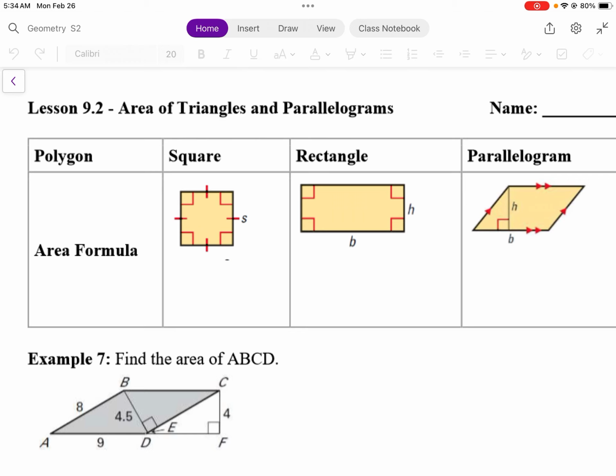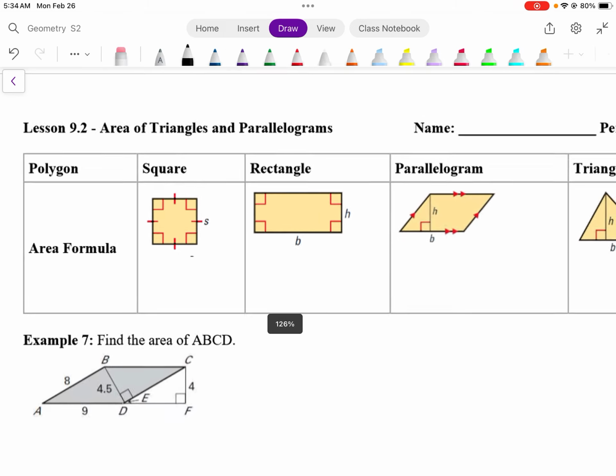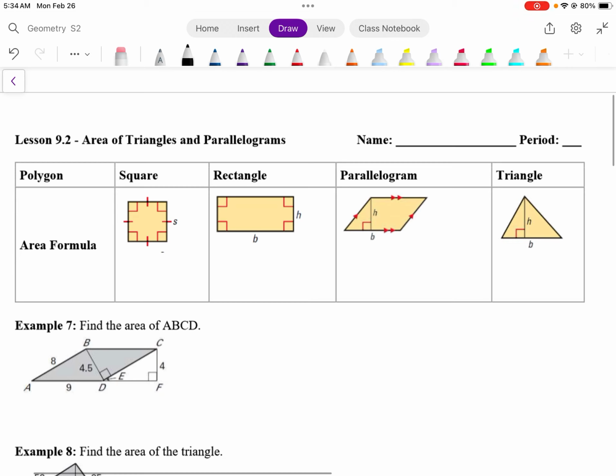9.2 is about area of triangles and parallelograms. So the first thing we're going to go through is the area formula for squares, rectangles, parallelograms, and triangles. Remember, all of these formulas will be given to you on the test. You just need to know how to use them.